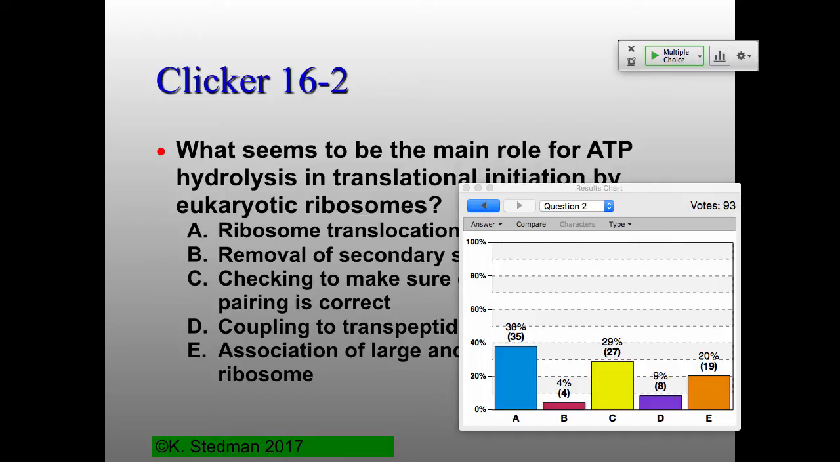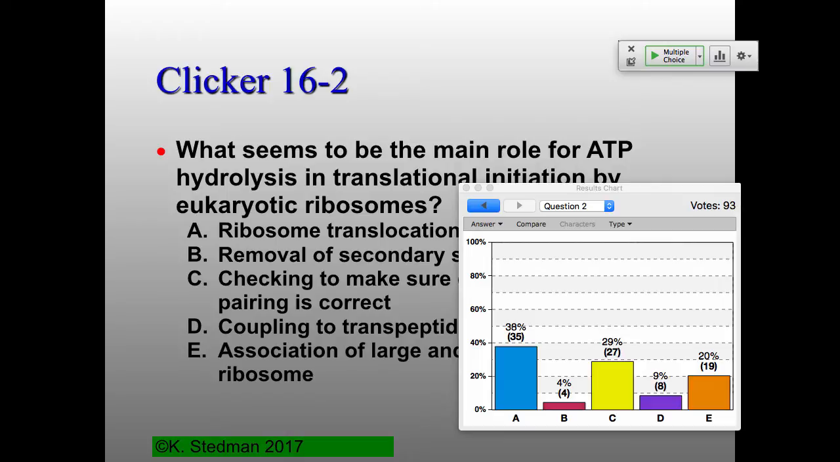So the key here is ATP hydrolysis. What are all those other proteins associated with? GTP. So what's the ATP hydrolysis for? Whoever answered this correctly, well, 4 of you answered it correctly. It's the RNA helicase activity, getting the ribosome to the right place. Also about translational initiation here. So the answer is B. It's removal of secondary structure in your messenger RNA. So that's the correct answer here.